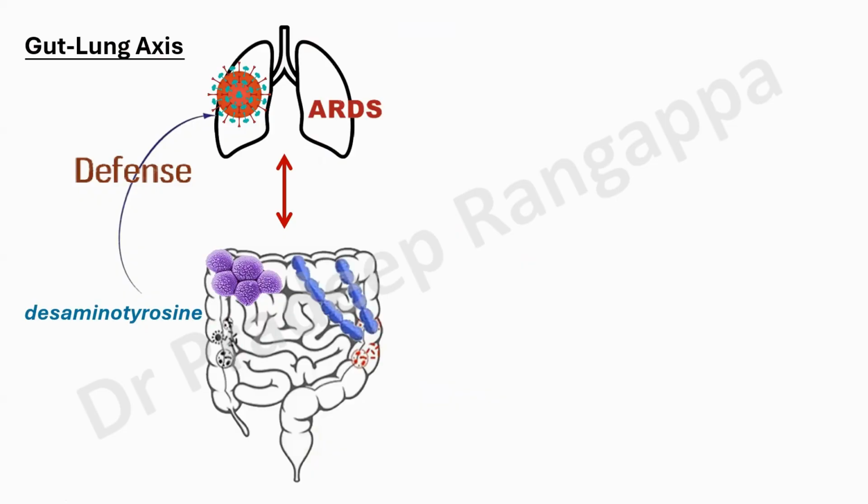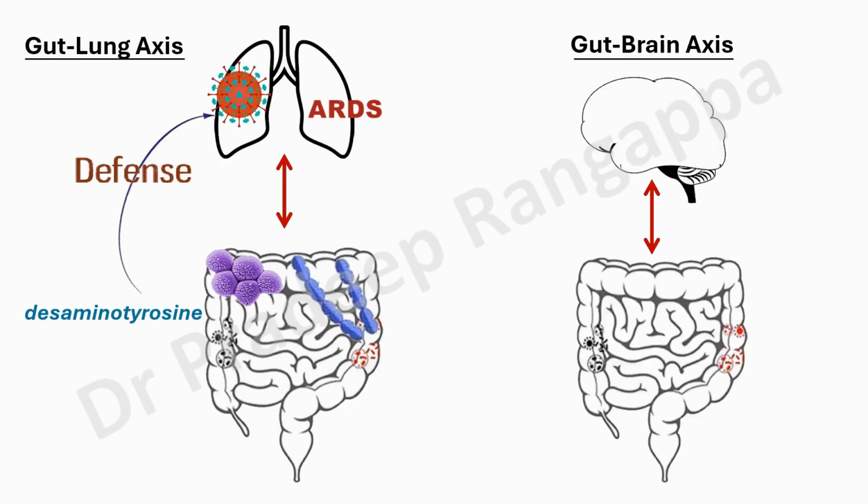Which means if your gut integrity is good, then your desaminotyrosine levels are good, and they act as a defense against influenza affecting the lungs. So, this is some science that has evolved. Then there's something called the gut-brain axis.